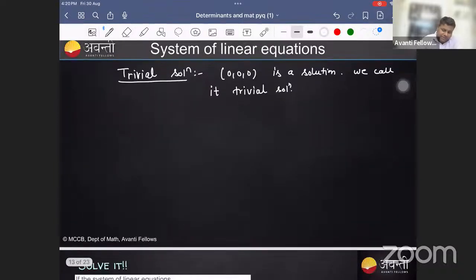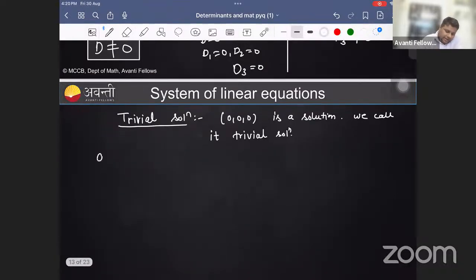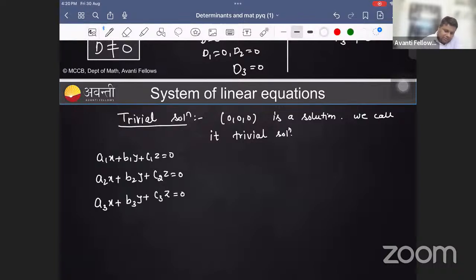Now, what happens sometimes in a few questions, they ask like a1x plus b1y plus c1z equals to 0, a2x plus b2y plus c2z equals to 0, and a3x plus b3y plus c3z equals to 0. Now see, these are three equations. Got it? Now, right side, there is already 0. That means origin is already a solution. If you check, all these three equations are passing through 0, 0, 0, so origin is already a solution. That means this system is having trivial solution.